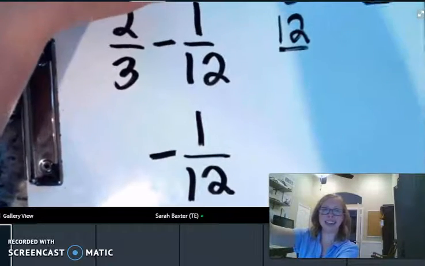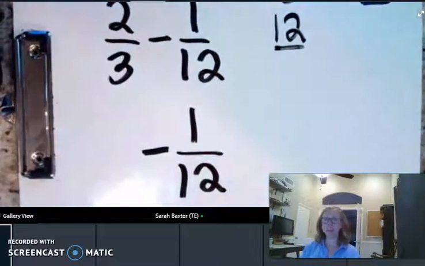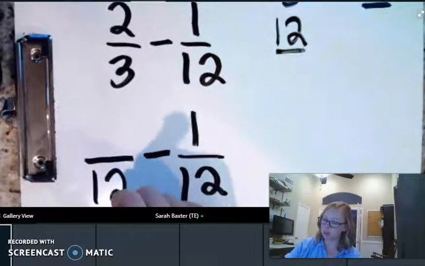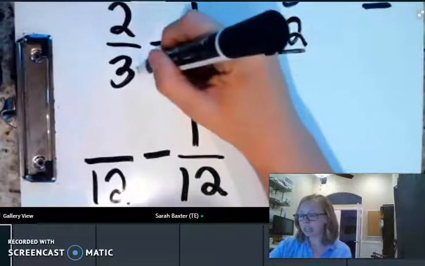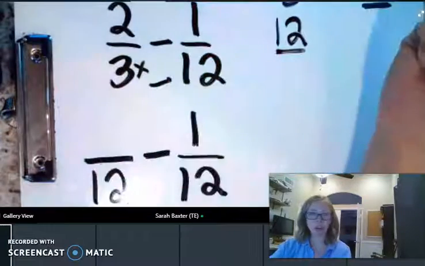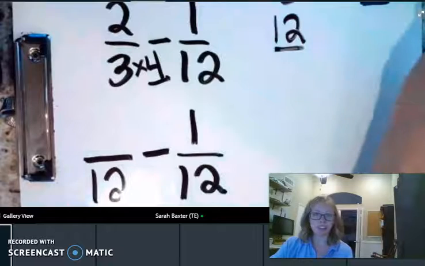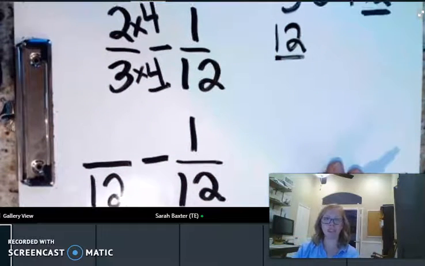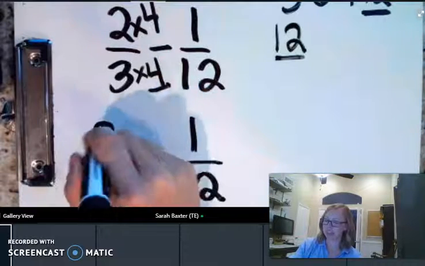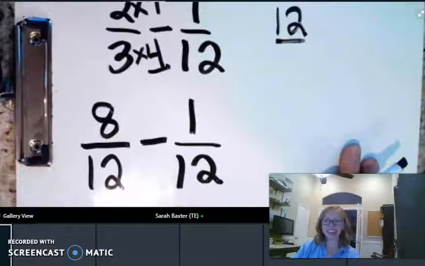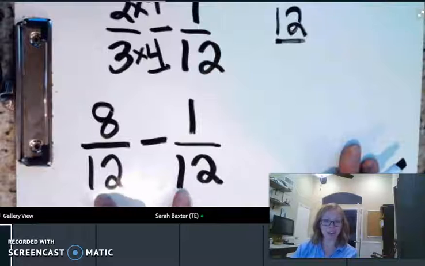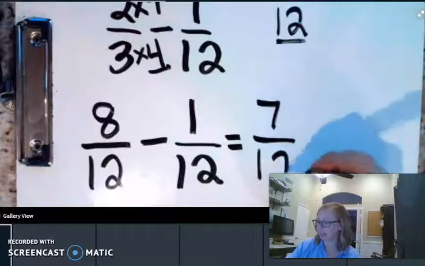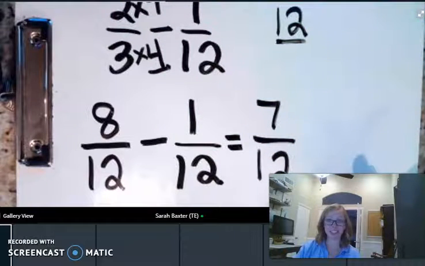Take that down just a little bit. Okay, so we just need to change our 2/3. So I want a denominator of 12, and I think, 3 times what number gives me 12? 3 times 4 equals 12. So I'm going to multiply the numerator times 4 as well. 2 times 4 is 8. And now I have common denominators, and I can subtract this. So 8 minus 1 equals 7, and my denominator stays 12.